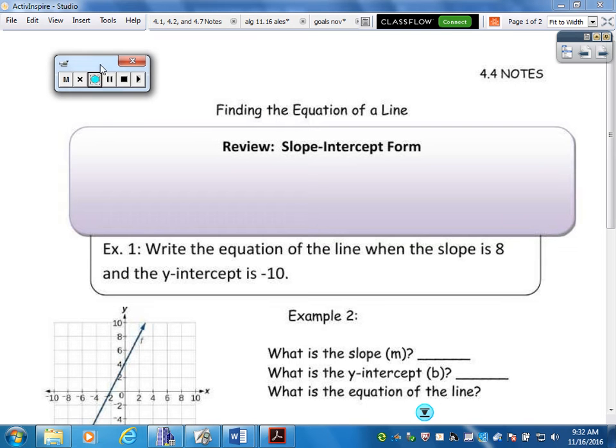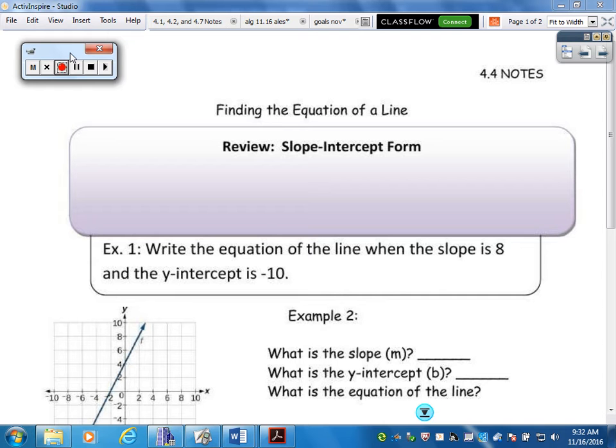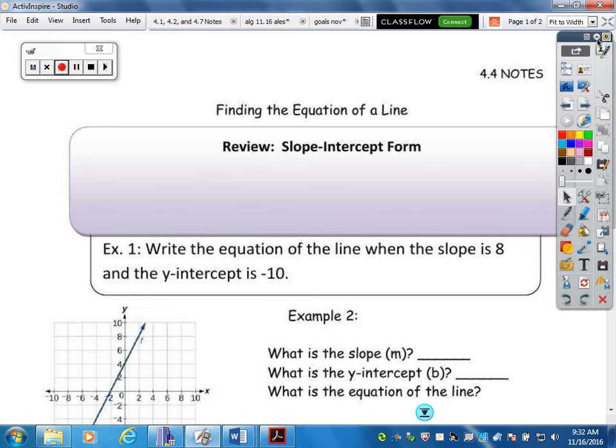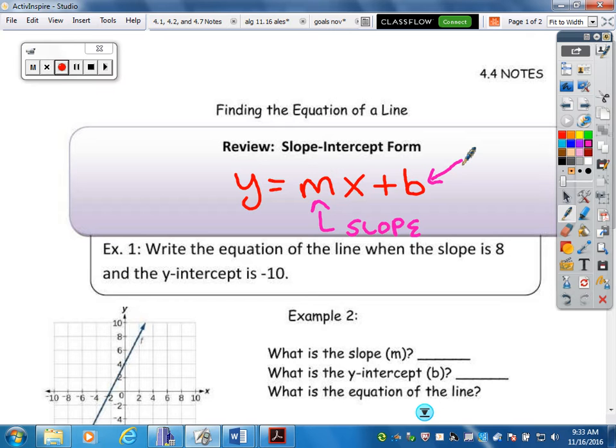Finding the equation of a line. Let's review to start out with. Slope-intercept form is the equation of a line that we've been working with, and it is y equals mx plus b. Just recall that m is the slope and b is the y-intercept.